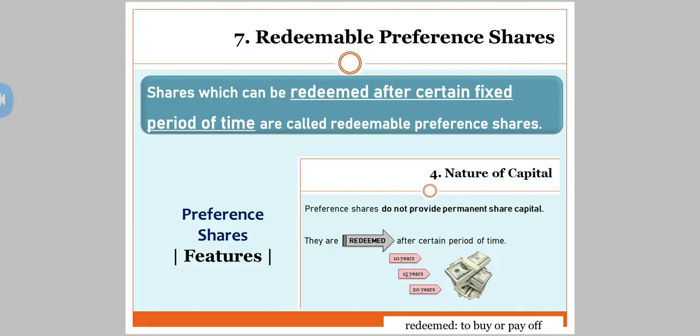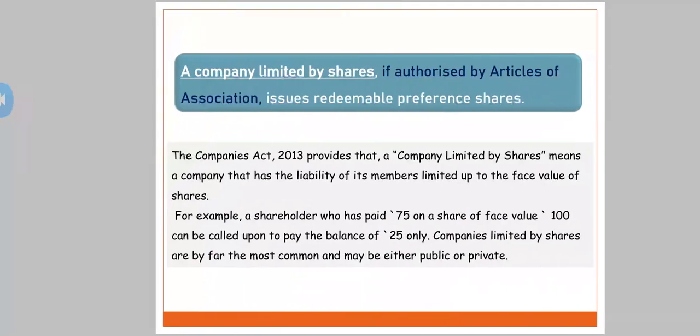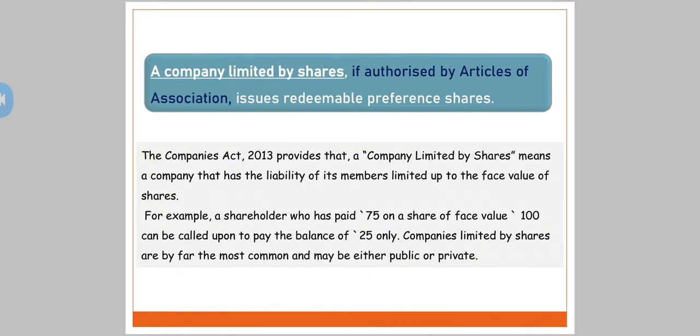See, redeemable preference shares. Shares which can be redeemed after a certain fixed period of time are called redeemable preference shares. When we were doing features of preference shares, we saw one feature as nature of capital. Preference shares do not provide permanent share capital. They are redeemed after a certain period of time. Redeemed means the company pays off the money and takes the shares back. A company limited by shares, if authorized by the Articles of Association, issues redeemable preference shares.